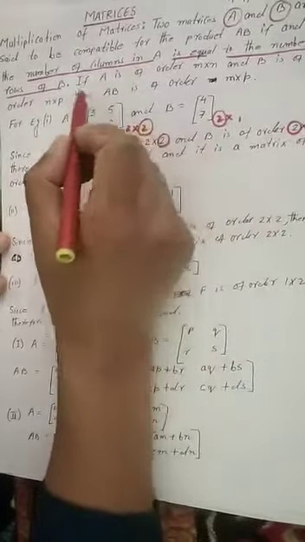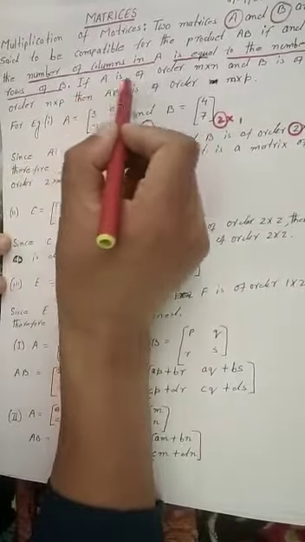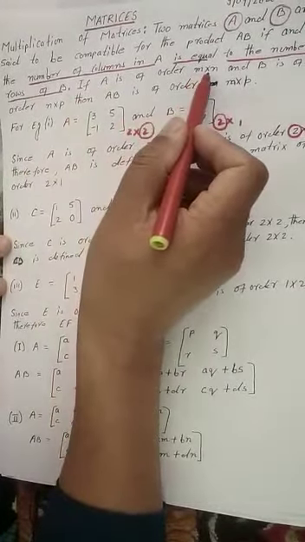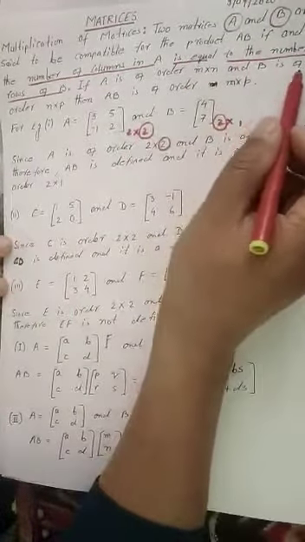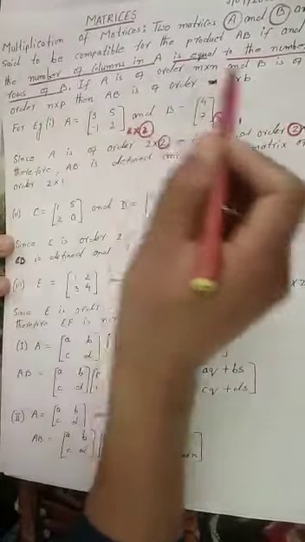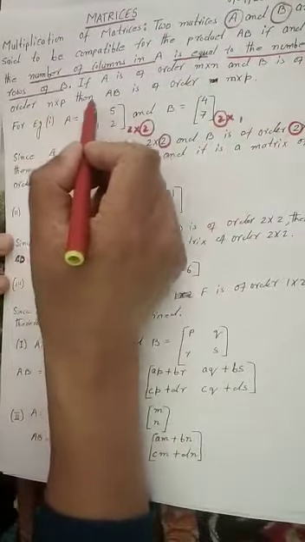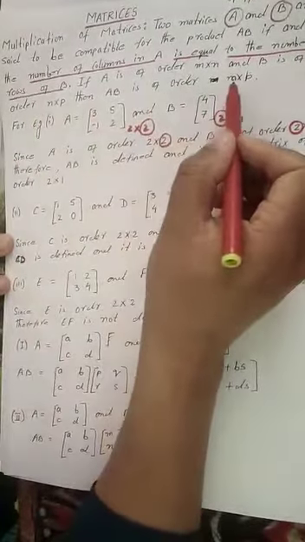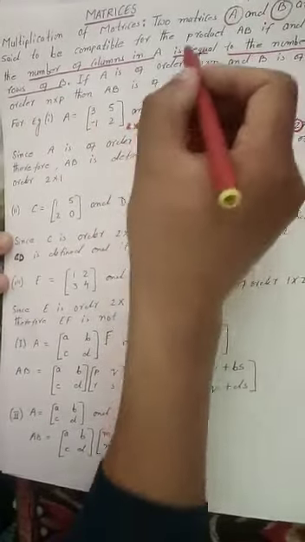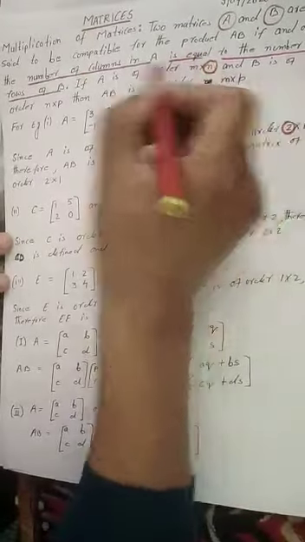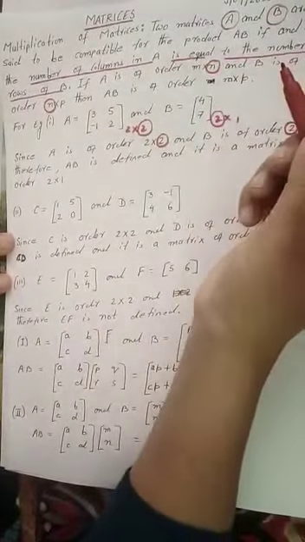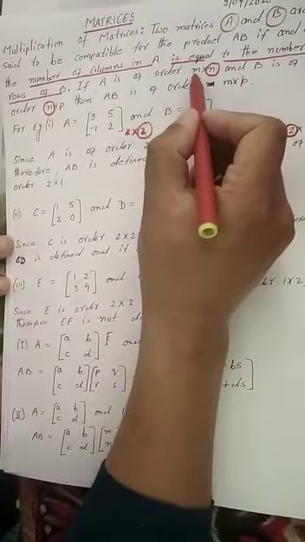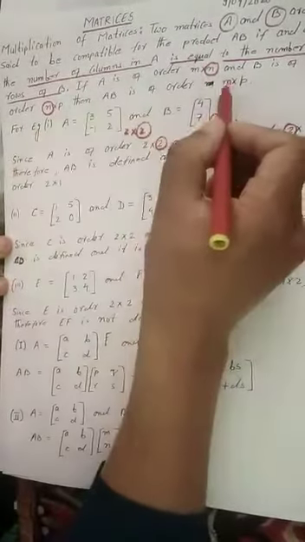Now there is one more thing out here. If A is of order m into n, suppose the order of the first matrix is m into n, and B is of order n into p, the order of the second matrix is n into p, then the order of the product matrix will be m into p. So here the column is n and here the row is n. So now the product matrix, the answer which you get, will have the order m into p, m by p.